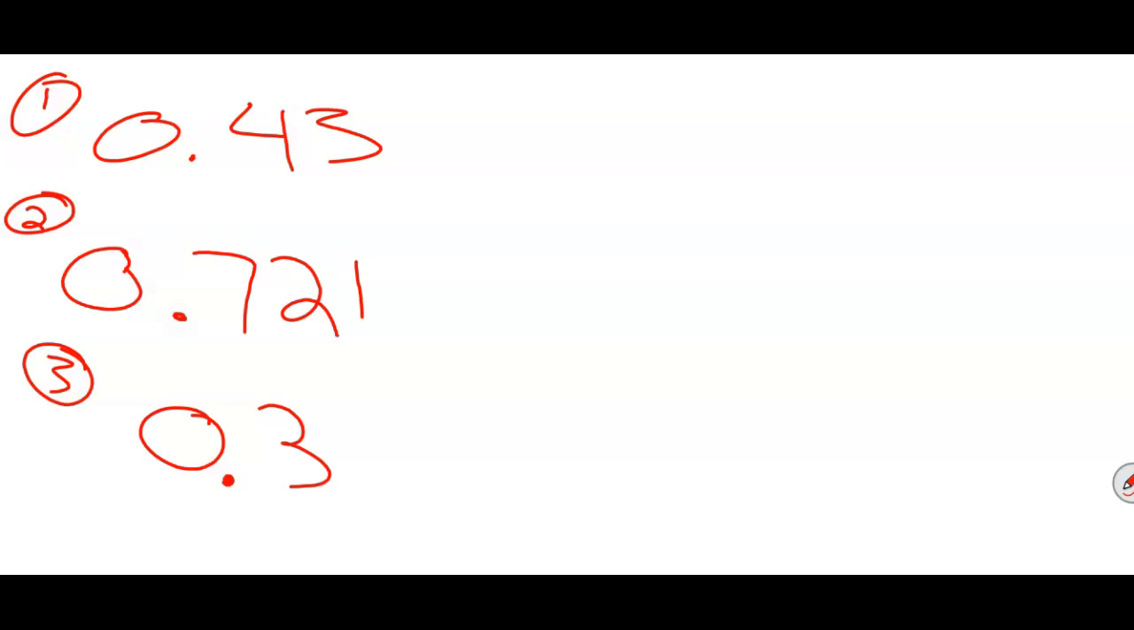So what is the fraction? Will? 43 over 100. Perfect. 43 is the number. That becomes your numerator. It's in the hundredths place value. That becomes your denominator. Number 2, Colin.